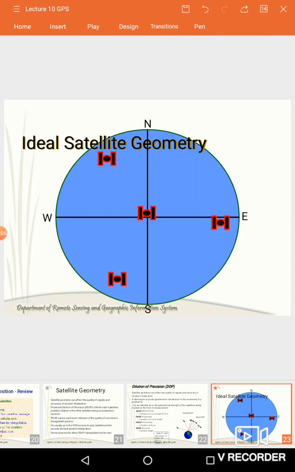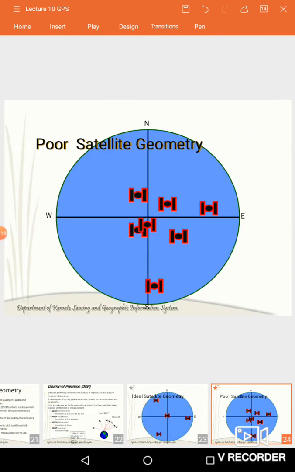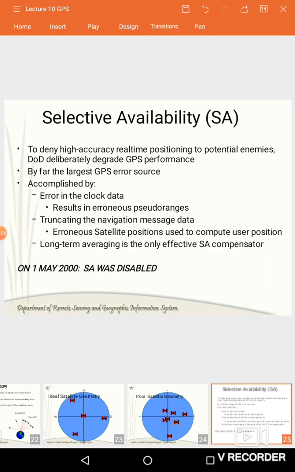This picture shows the ideal satellite geometry. In this we are able to see the 4 satellites with quality accuracy or with the real distance, and this is the poor satellite geometry. This cannot measure the distance between the satellites or positioning of satellites.